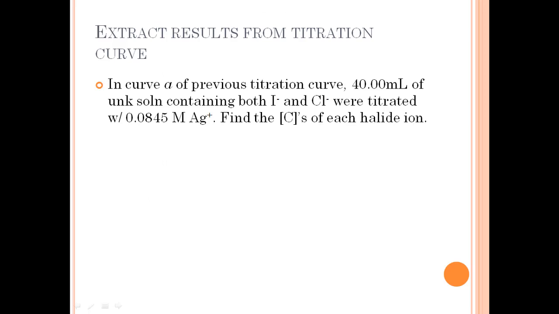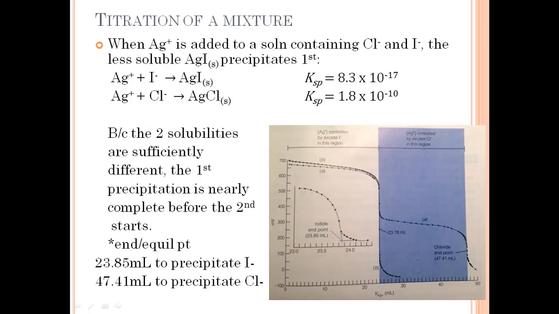In curve A of the previous titration, 40 mL of an unknown solution containing both iodide ion and chloride ion were titrated with 0.0845 molar silver ion. Find the concentrations of each halide. Of course, the halides are the iodine and the chlorine. Let's go back to the curve and see if we can figure out what they want. Let's try first to reason with this.